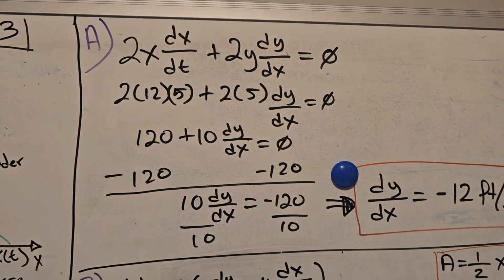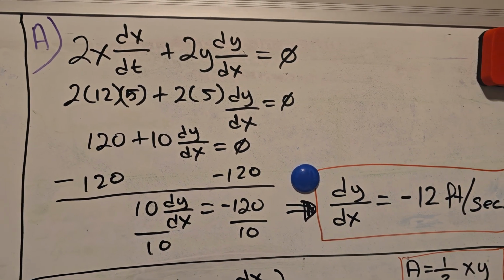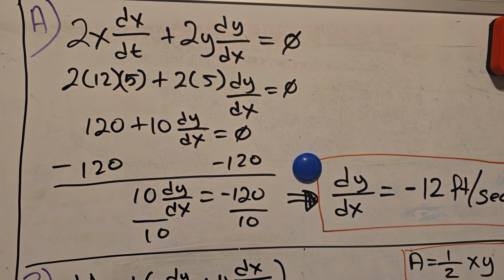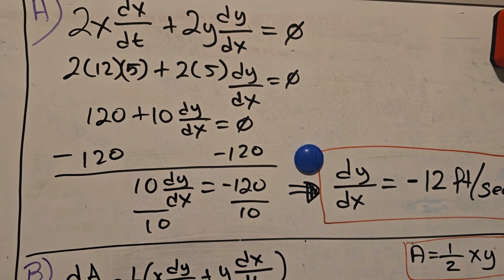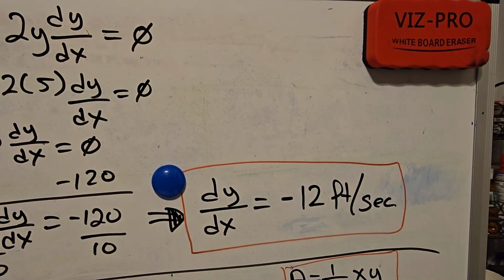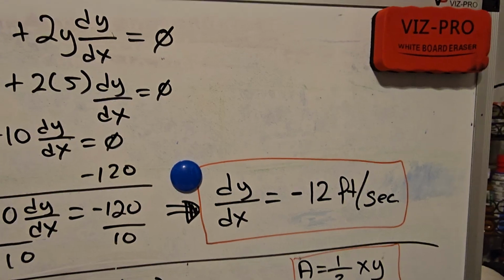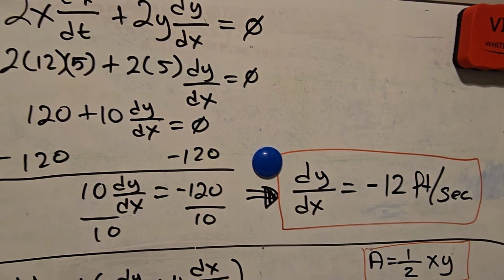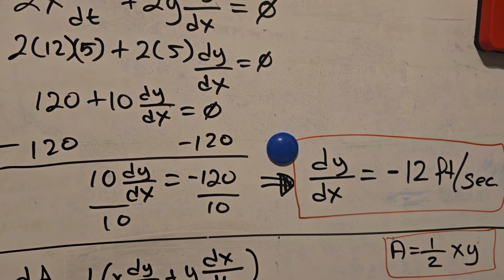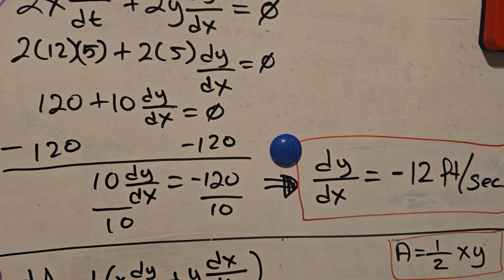Then we subtract 120 from each side, which leaves us with 10 dy/dt equals negative 120. So we divide that by 10, and you get dy/dt equals negative 12 feet per second. Basically, the negative sign tells us that the top of the ladder is moving downwards. Therefore, the top of the ladder is sliding down the wall at the rate of 12 feet per second.